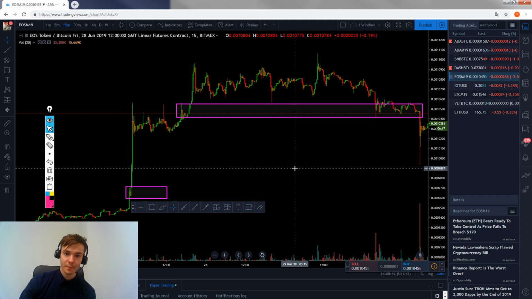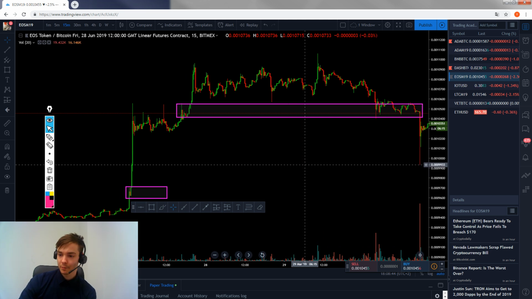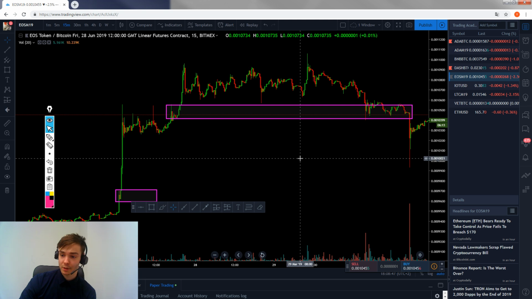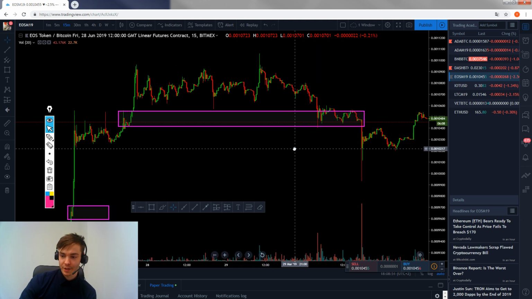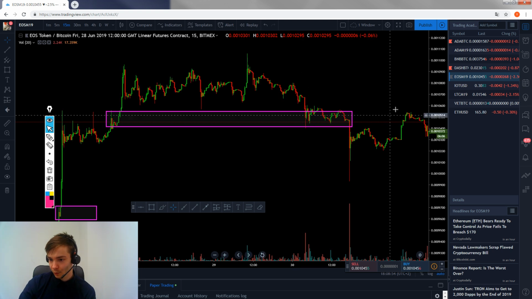Me personally, I am also using tape reading, but this is a different technique. You don't have to use it. You only can have this chart, and you can go with that. So let's go what market is doing.